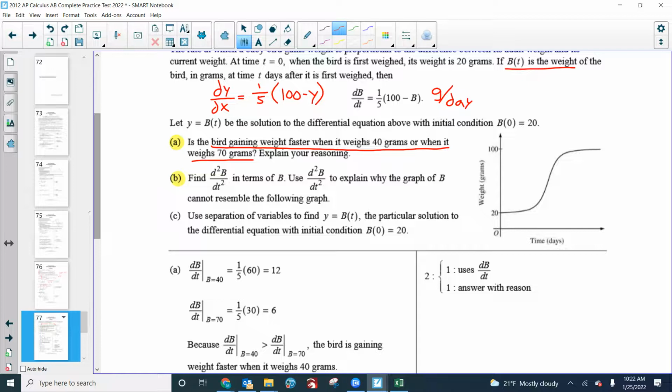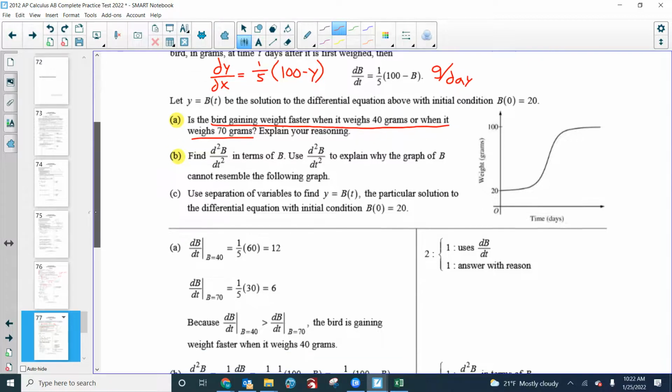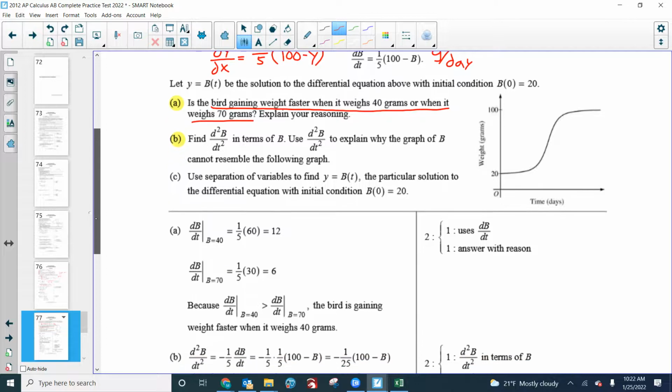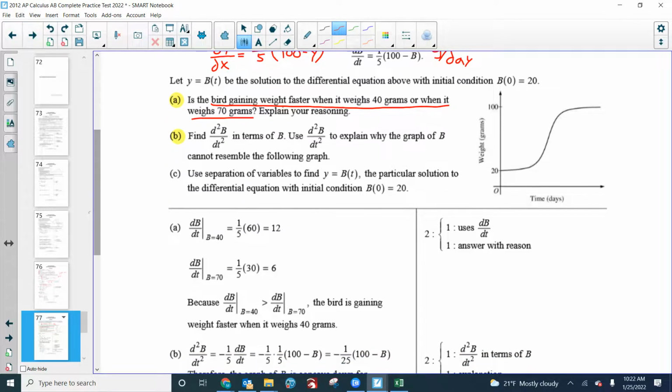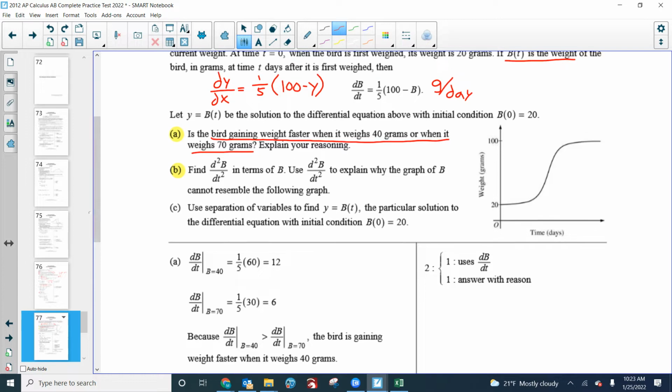Here's what you should write down. All right, if you want to get the explain your reasoning point, the bird is gaining weight faster when it weighs 40 grams. Your work is your support, if you labeled it correctly. This is your answer with justification. The bird is gaining weight faster when it weighs 40 grams. B. You have to take the second derivative, which is the first derivative of this function.